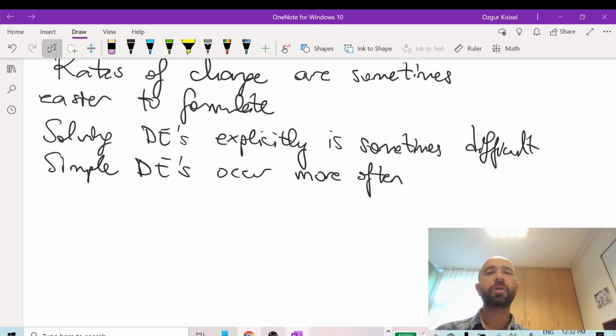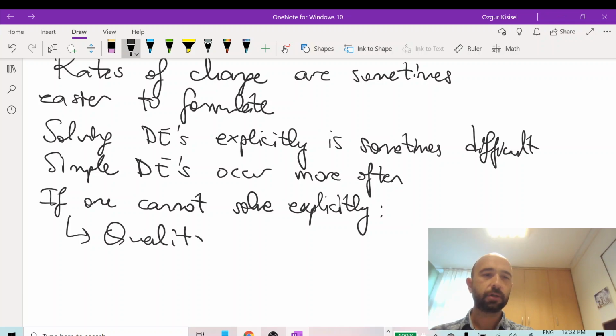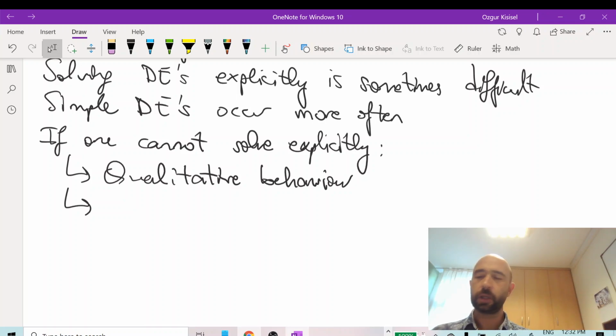But occasionally you come up with a complicated DE and you cannot solve it. If one cannot solve it explicitly, there is still some value to study this differential equation. You could look at the qualitative behavior of solutions. Somehow you can say what the solutions look like without really solving them. And another way to go is to look at numerical approximations.